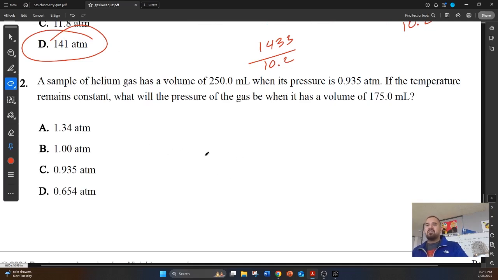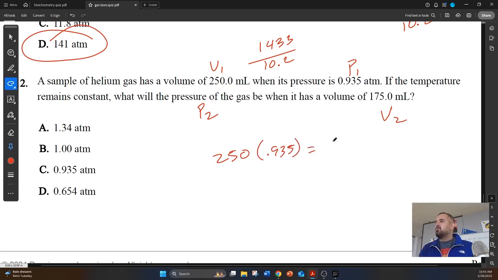A sample of helium gas has a volume of 250 milliliters when the pressure is 0.935. If the temperature remains constant, what will the pressure of the gas be at a new volume? So here's our V1, here's our P1, here's our V2, and we're solving for P2. There's a lot of Boyle in this. I thought there were only two, but it looks like there are three. So 250 times 0.935 is equal to P2 times 175. So 250 times 0.935, and then we just divide by 175, and that gives you 1.33 or 1.34.